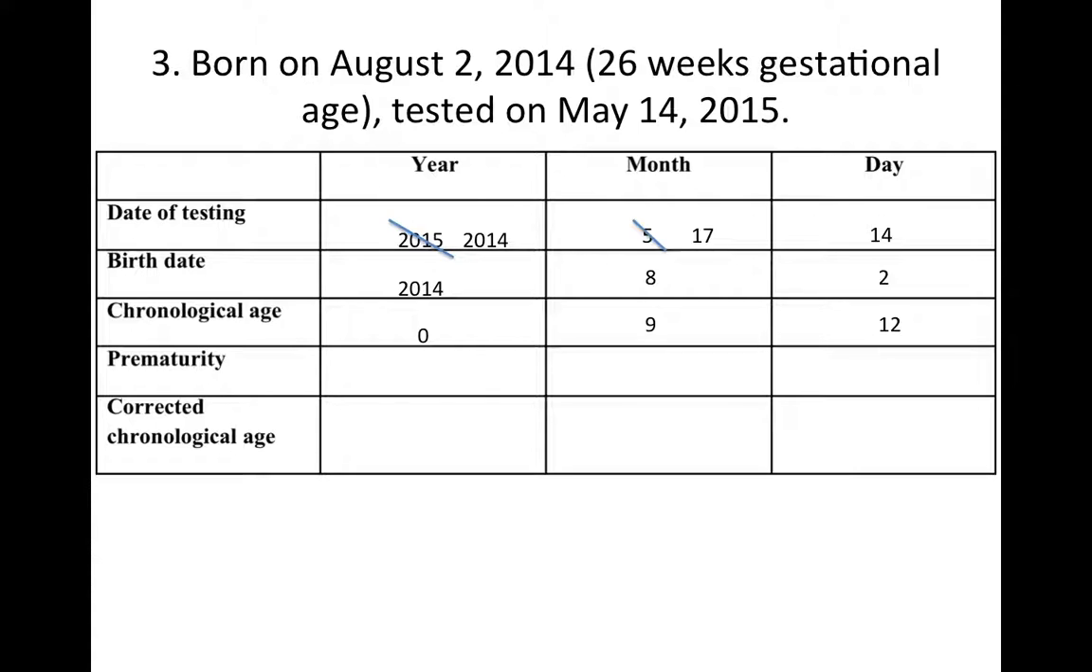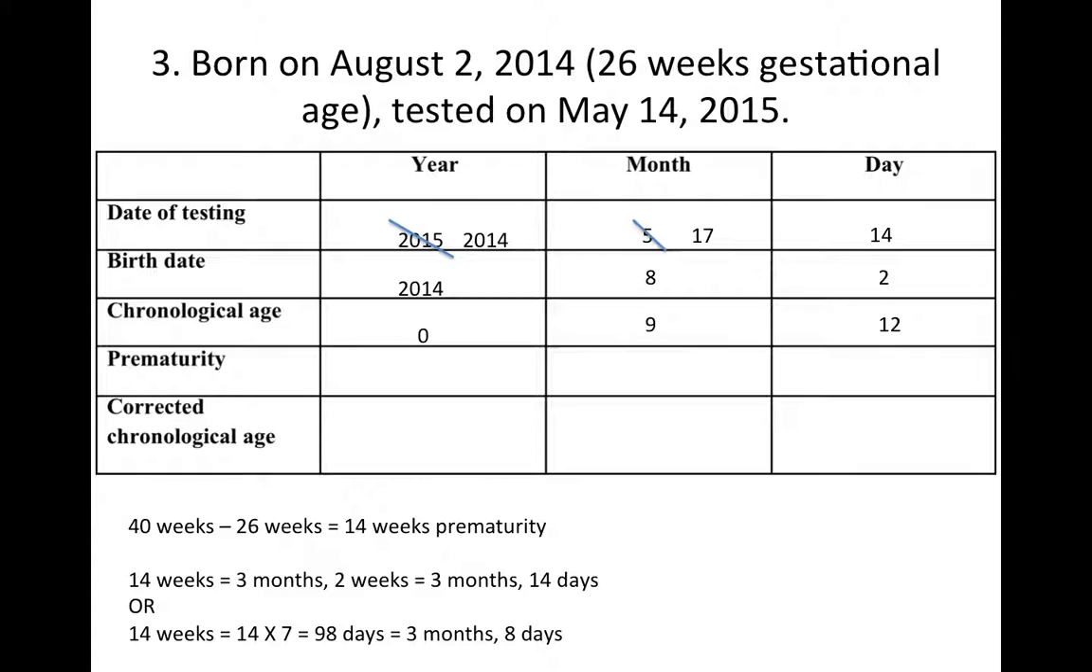Now we get to the prematurity. So you do the 40 weeks minus 26 weeks gestational age equals 14 weeks premature. So you can calculate 14 weeks by saying it's 12 weeks is 3 months and 2 weeks remaining is 14 days. So you would get 3 months, 14 days. Or you can do 14 times 7 days in the week, which equals 98 days, which is 3 months and 8 days. We're going to start with this one, and remember both of these ways are correct on the quiz. So if you did it either way, you did not lose points.